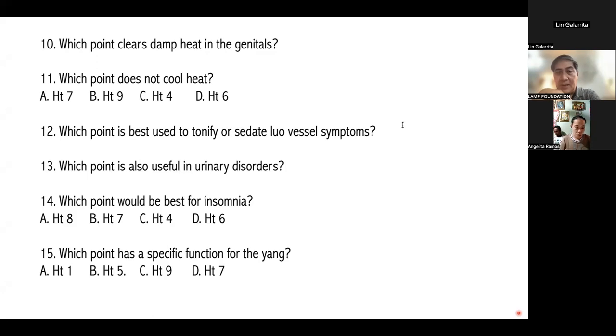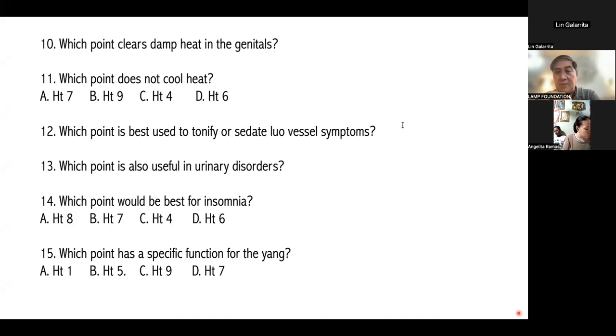So, and usually pag may bitter taste, I don't think meron ka na kaagad bitter taste pag meron kang damp heat lang in the genitals, di ba? So, hindi pa masyadong, hindi naman ito fire, damp heat lang yan. Okay.